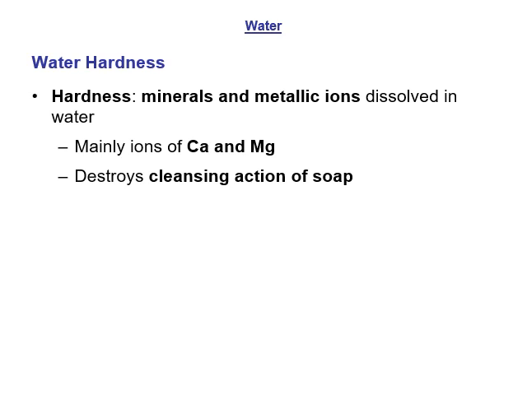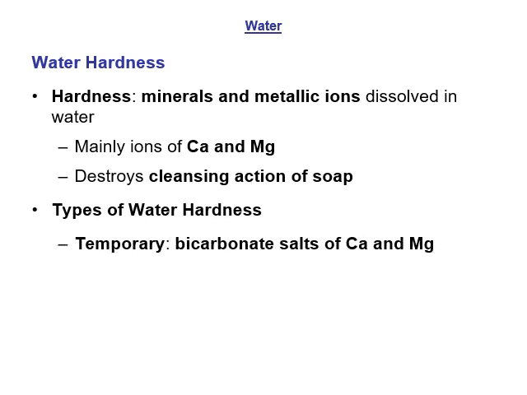There are 2 different types of water hardness. There's temporary water hardness, and this is caused by bicarbonate salts of calcium and magnesium. This is calcium bicarbonate. This is magnesium bicarbonate. The bicarbonate is HCO3, and there's 2 of those. That's why they call it bi. HCO3 is carbonate. HCO3 parentheses 2 is bicarbonate. So this is calcium carbonate. This is magnesium carbonate. You find that in temporary water hardness.